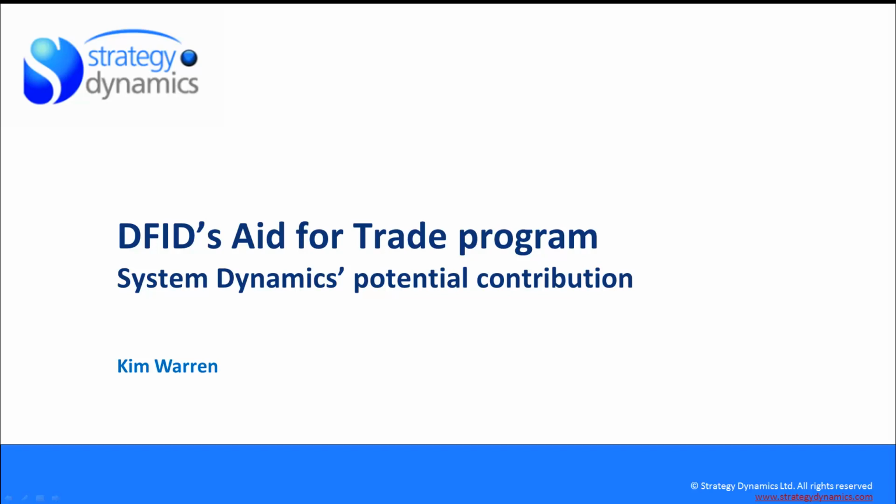Hello, I'm Kim Warren, and this is the first in a series of short presentations explaining how we've been investigating the use of system dynamics to help with aid for trade. That's assistance to developing countries to help them develop their export trade activity. This has arisen from some pilot studies done for the UK's Department for International Development, which I'll explain shortly.